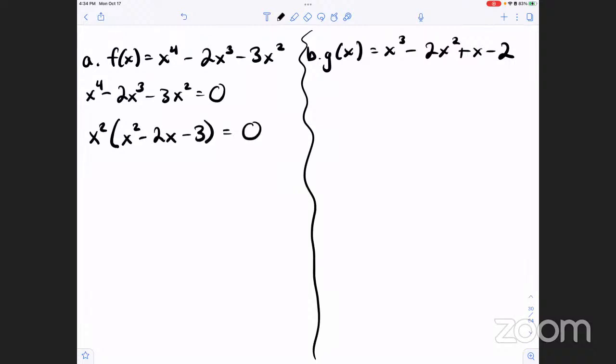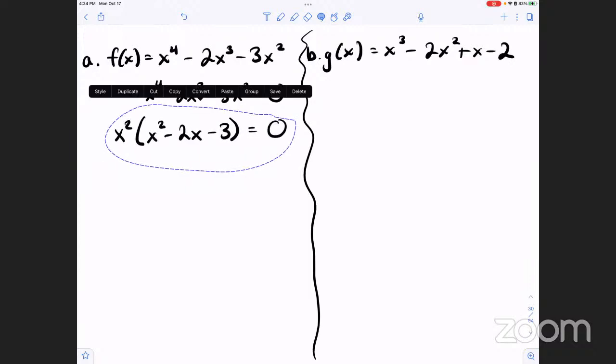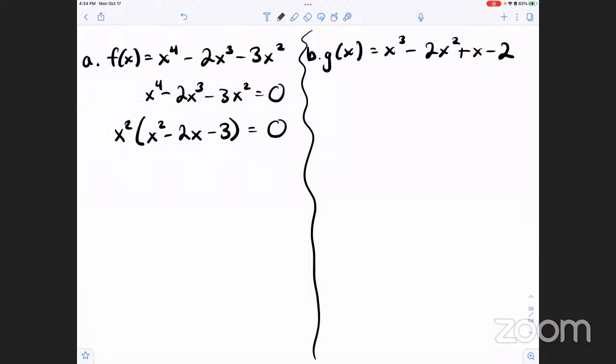Then we want to see, can we factor this trinomial? Let me shift things a little bit. Okay. So then equals, we want to see, can we factor this polynomial into a form like this, where we have x and x?